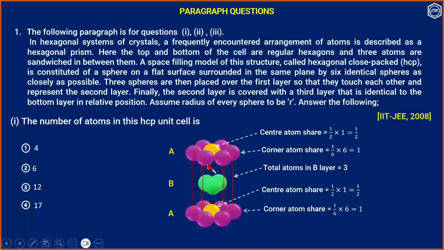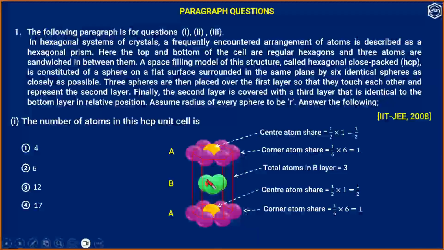So this is an HCP arrangement, A layer, B layer, A layer. This middle atom is shared by 2 unit cells, so the portion to this unit cell will be half. These are corner atoms. The corner atoms are shared by 6 unit cells, and there are 6 corner atoms, therefore 1 by 6 into 6 is equal to 1.